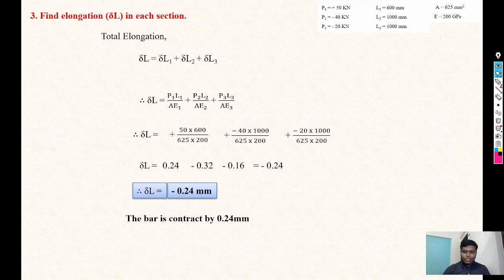Correct. So the negative sign means that the total bar contracts, the bar is reduced by 0.25 mm. The final answer is positive, but the bar will reduce. That sentence is most important.